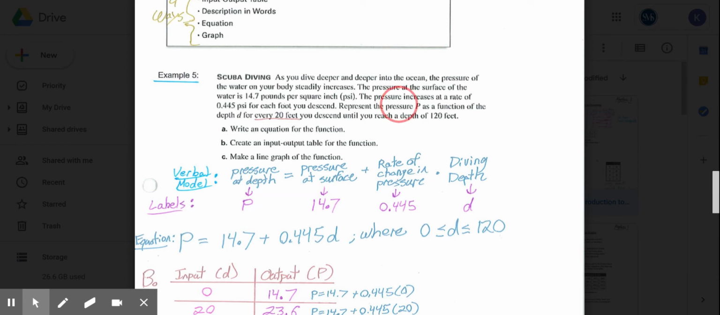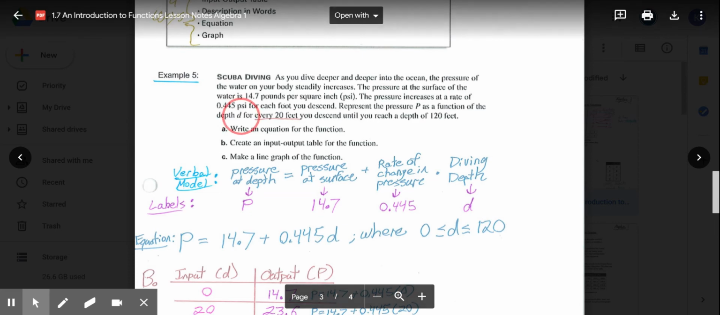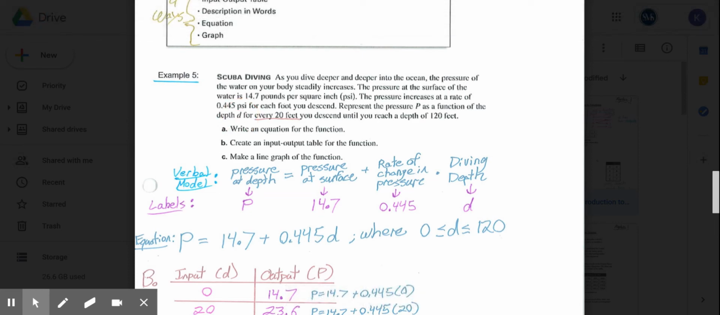Represent the pressure, in this case, capital letter P, as a function of the depth, lowercase d, for every 20 feet you descend until you reach a depth of 120 feet. So, this tells us a whole lot of information. So let's start to break it down. First, they want us to write an equation for the function.